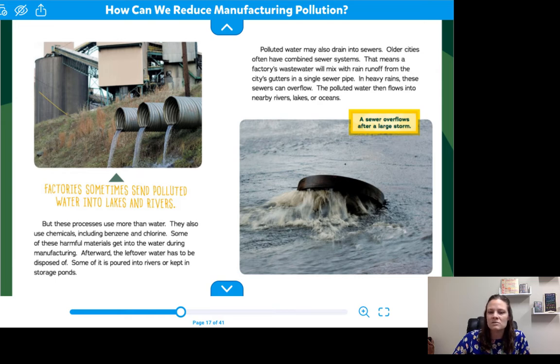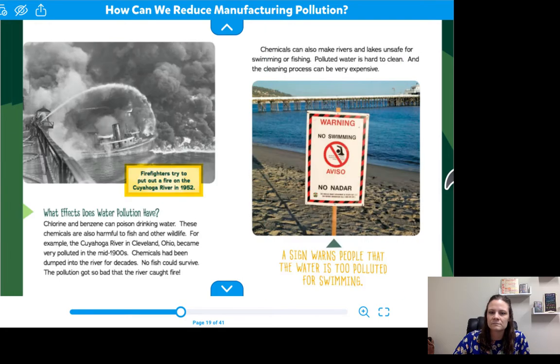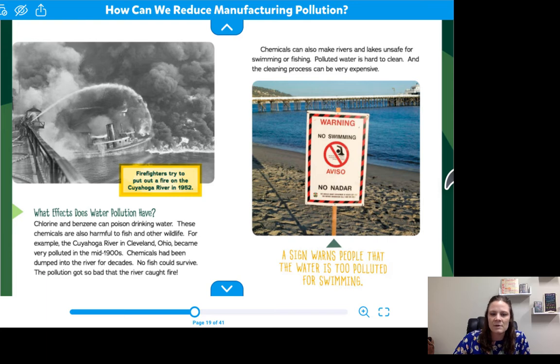Polluted water may also drain into sewers. Older cities often have combined sewer systems. That means a factory's wastewater will mix with rain runoff from the city's gutters in a single sewer pipe. In heavy rains, these sewers can overflow. The polluted water then flows into nearby rivers, lakes, or oceans. A sewer overflows after a large storm. Firefighters tried to put out a fire on the Cuyahoga River in 1952.